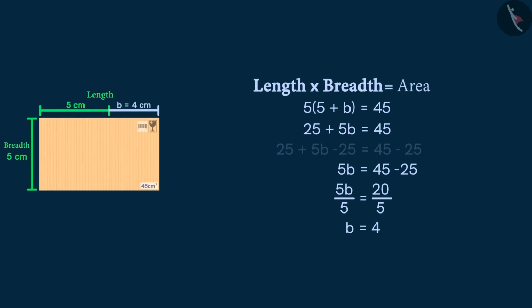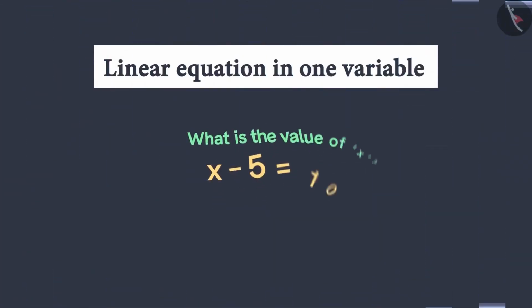Now, we know the length of the parcel is equal to 5 plus b. So that means the length of the parcel is 5 plus 4, which is 9 centimeters. Now let's solve one more simple problem.